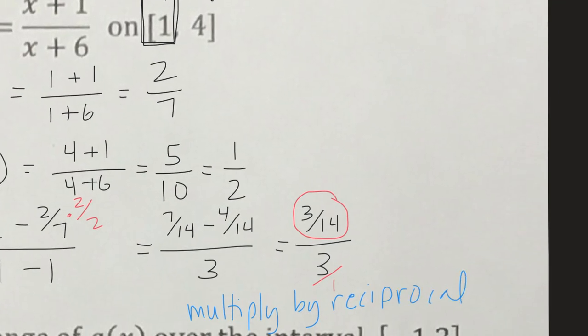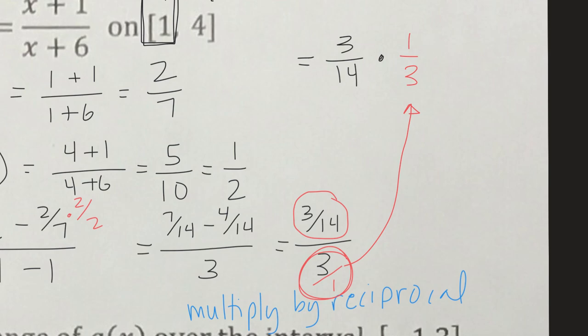So what's going to happen is this is going to become 3/14 times 1/3. The reciprocal of 3 is 1/3. So whenever we have a fractional division, either a fraction in the numerator, a fraction in the denominator, or both, rather than dividing by a fraction, we multiply by its reciprocal.